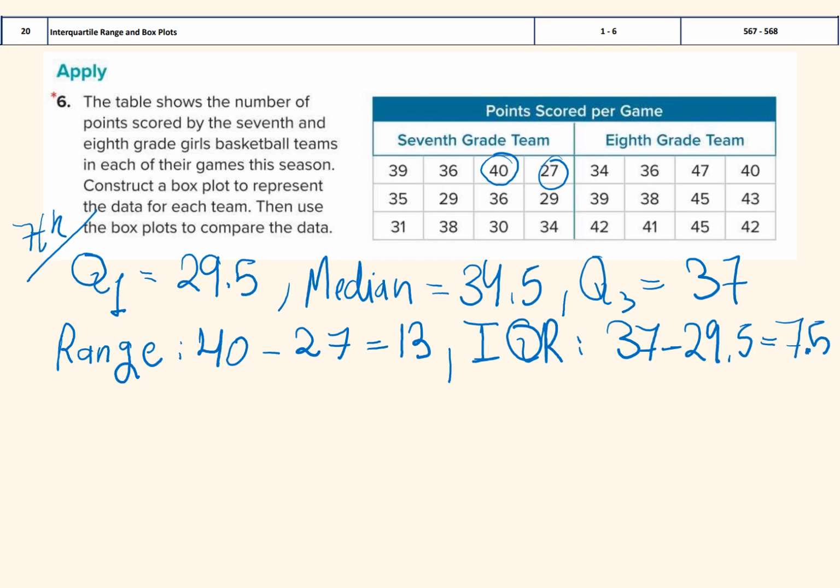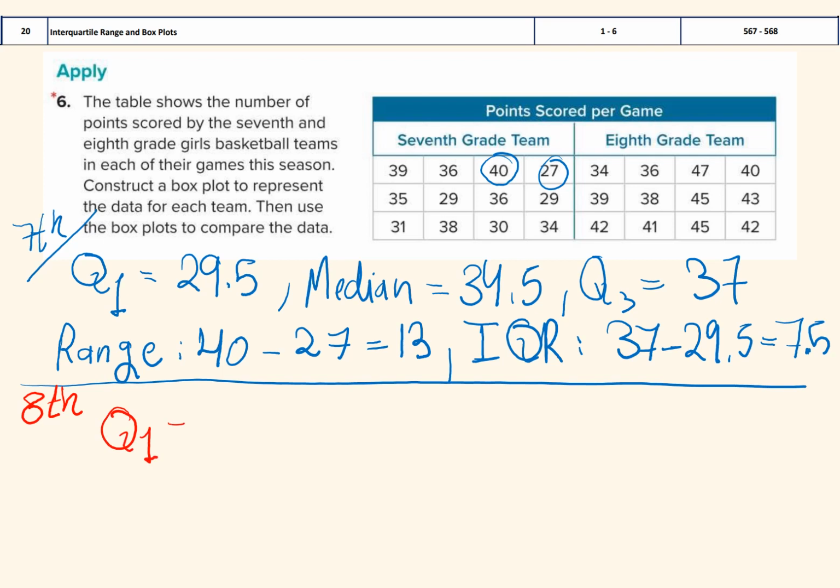So we are finding Q1, Q3, and the median, because these are the elements that will help us draw the box plot. Without these elements, we can't draw the box plot. Okay? Then I'll be doing exactly the same, but now for the 8th grade team.